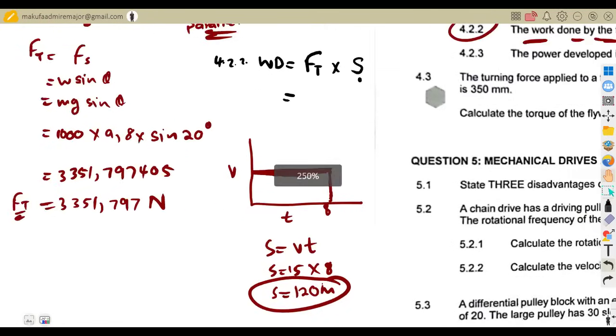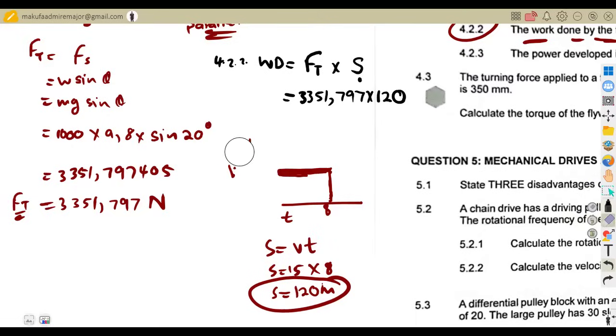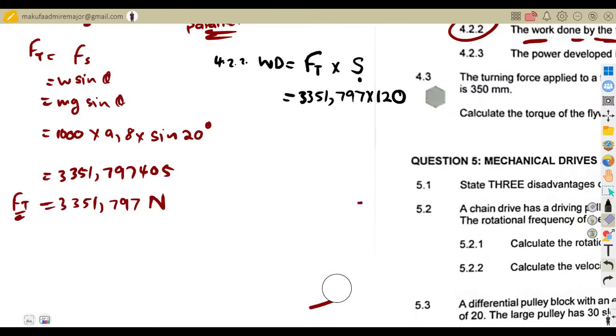Remember, we have got the total force of 3,351,797 times the displacement of 120 meters, force times height. That is how you can play around with this. They want you now to apply the information. Now they want you to have a proper application, not just basics. They know that we are now used to these basics. So when they're saying change of syllabus, they want you to apply information these days.